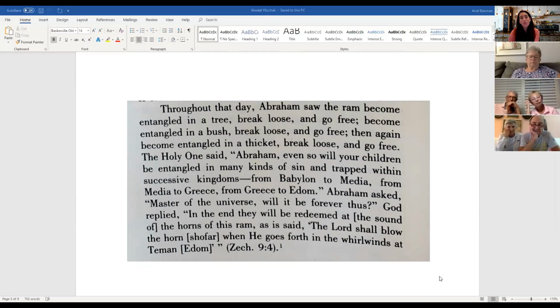Abraham asked, "Master of the universe, will it be forever thus?" God replied, "In the end they will be redeemed. At the sound of the horns of this ram, as it is said, the Lord shall blow the horn, the shofar, when he goes forth in the whirlwinds at Teman Edom." All right, so a little bit of a commentary explaining the ram getting caught and breaking loose and going free. That's similar to the people of Israel that are going to go through trials and tribulations, but ultimately will come out well in the end.